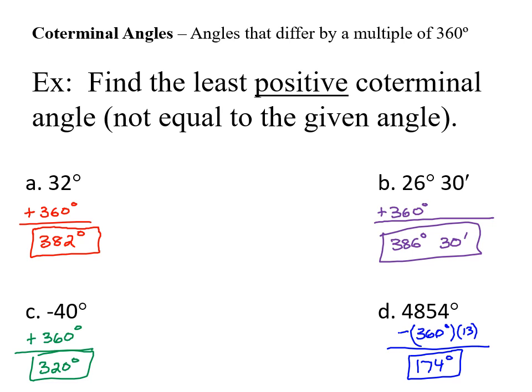They may also ask you to find the greatest negative. And so the greatest negative would be the first one that goes into the negatives. So basically you would subtract 360 on part A, part B, part C, and then part D you'd have to subtract 360 one additional time.